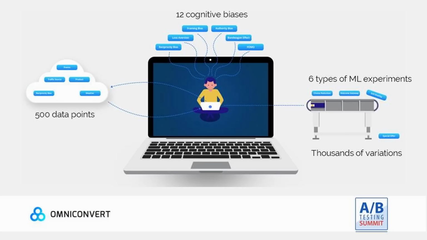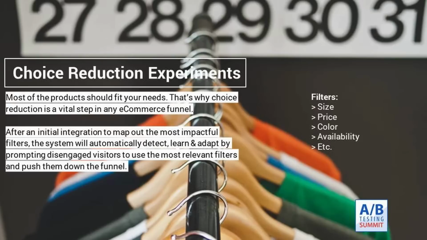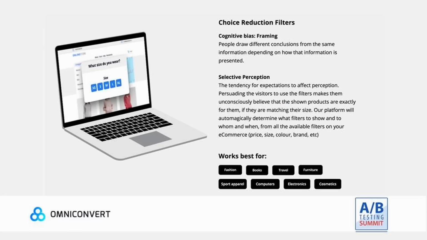One type of experiment is choice reduction. On an e-commerce site, if you don't reduce the choices and persuade your visitors towards getting further down the funnel by filtering based on size, price, color, availability, etc., you'll not be able to have a buyer, right? So you'll not be able to have a conversion. After an initial integration, we can have systems that will automatically detect, learn, and adapt by prompting the disengaged visitors to use the most relevant filters and push them down the funnel.